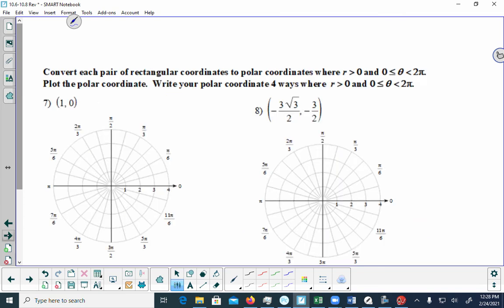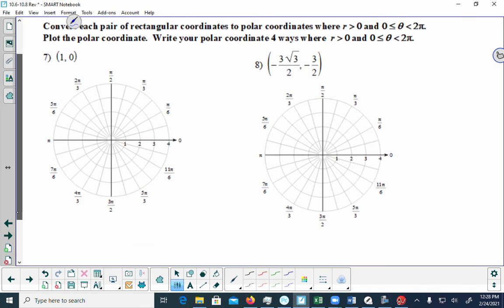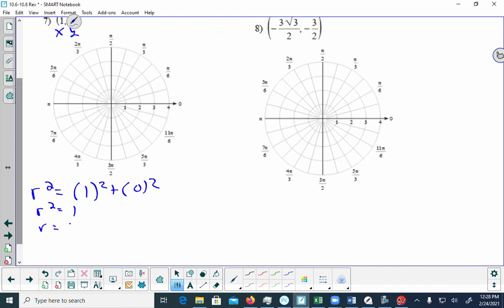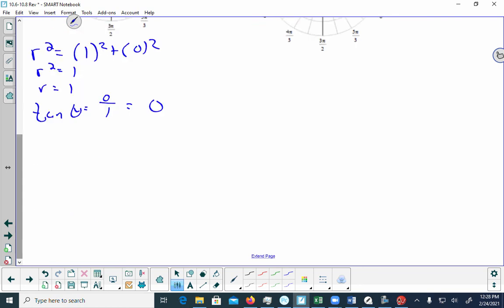Okay, number 10, it wants me to convert each pair of rectangular coordinates to polar coordinates, and then plot it and find the remaining points. So this is a polar point. No, I'm sorry, this is a rectangular point. So this is my x and this is my y. So I'm going to say r squared is equal to x squared plus y squared. So r squared is equal to 1, r is equal to 1. To find my angle, I'm going to say the tangent of theta is equal to y, which is 0, over x, which is 1. And I believe I get 0. So my one polar point is going to be (1, 0).